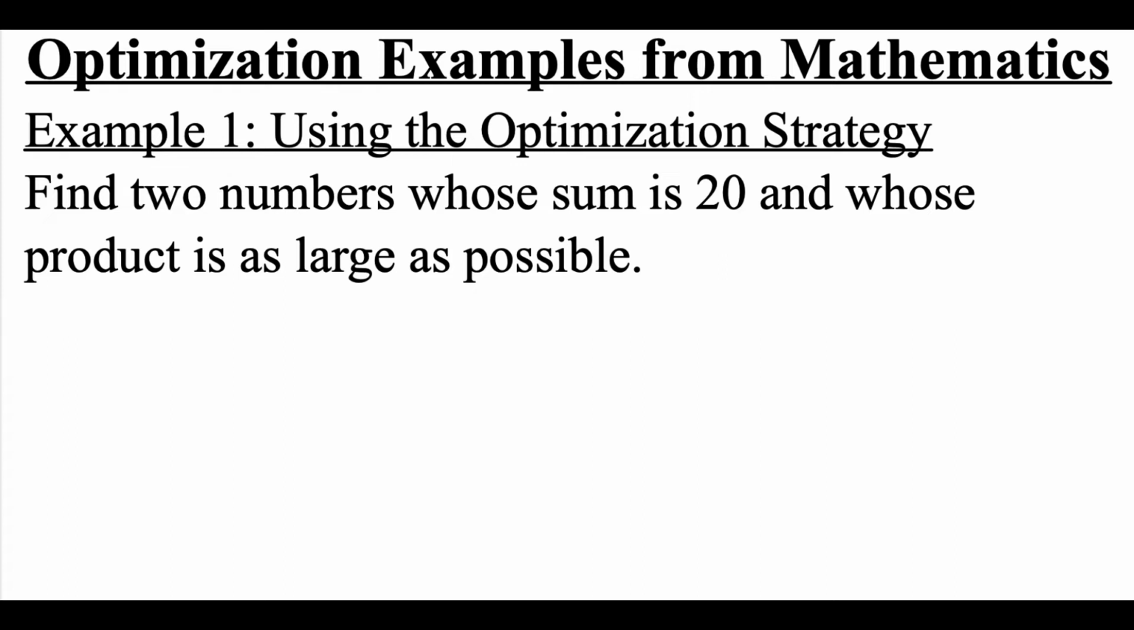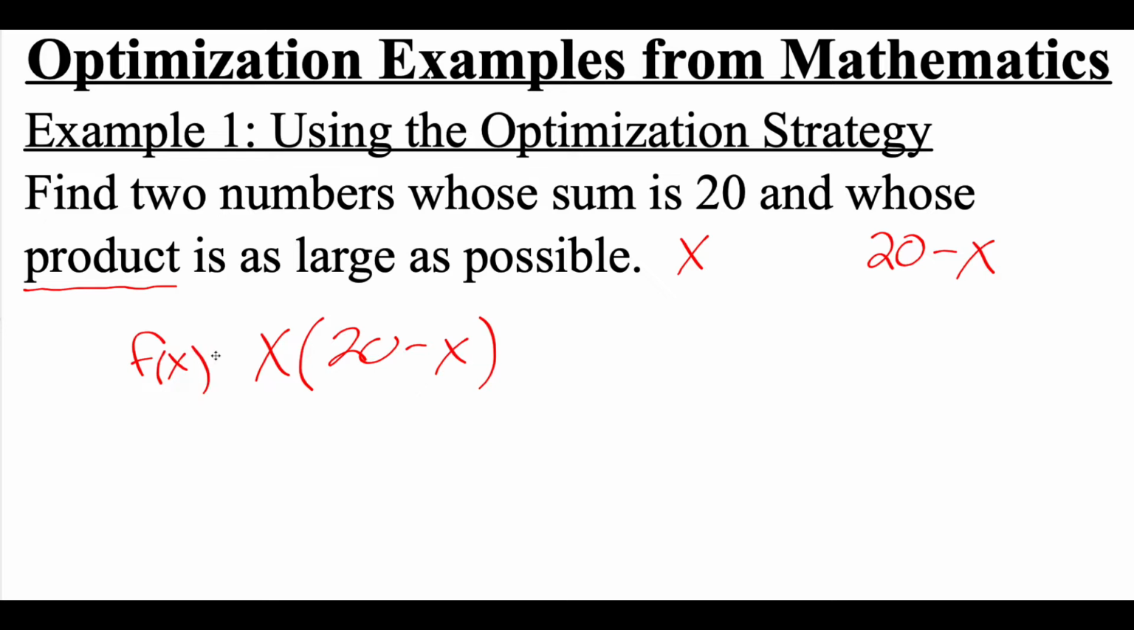We can control the size of the first number, so I'm just going to let x represent that first number. Now we know that these numbers have to add up to 20, so the other number is going to have to be 20 minus whatever we choose to be that first number. Now really what we're trying to find is a product. So we're going to take these two numbers and multiply them together. That's going to be x times 20 minus x. And this is going to be the function that we're going to try to maximize.